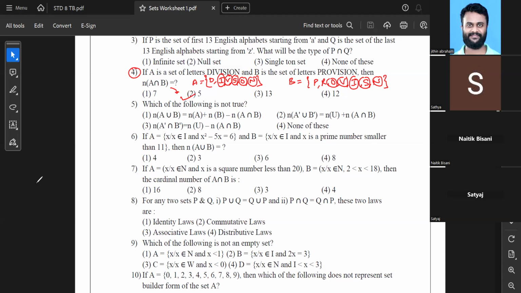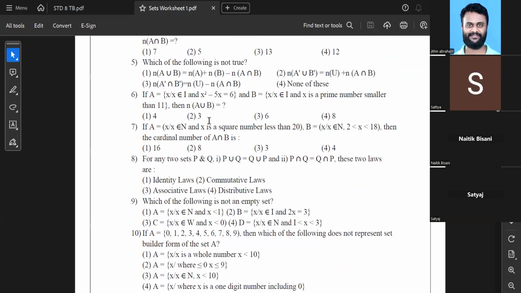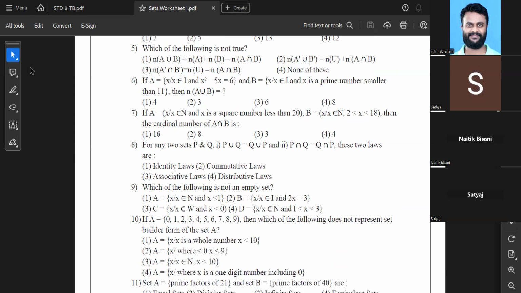Okay, let's proceed. Which of the following is not true? Let's see. The first option is: the number of elements in A union B will be equal to the number of elements in A plus the number of elements in B minus the number of elements in the intersection. Yes, that is possible. You know why? Because let's say A is having total 10, B is having total 8. Let's say the common is 2.